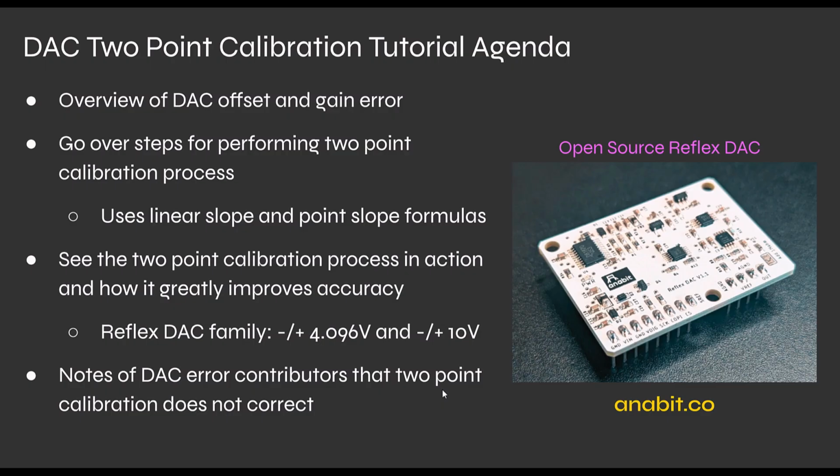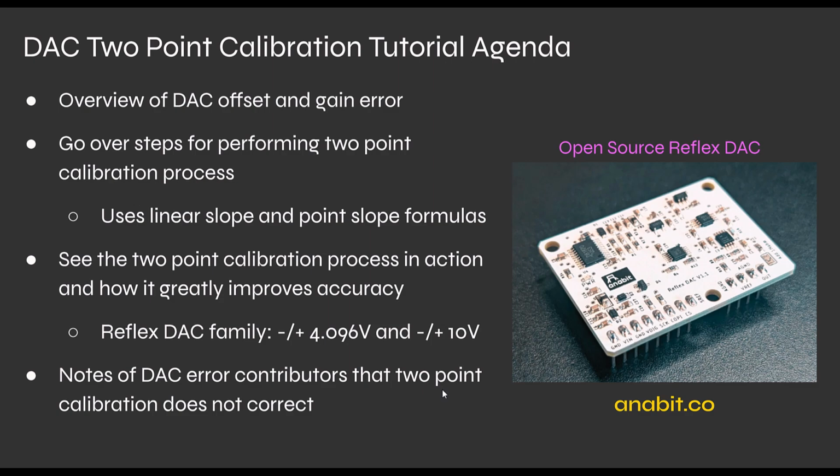The reason I'm going to use the Reflex DAC family is because to get that bipolar output from the DAC, because the DAC is just a unipolar DAC, we use a summing amplifier. So what's nice is an amplifier also has some gain and offset error. So basically, we're going to be able to calibrate not only the gain and offset error in the DAC, but also in the summing amplifier, right? So this approach doesn't just correct the DAC, it corrects other factors in the DAC's output signal conditioning path. And then to finish up, we're going to look at DAC error contributors that the two-point calibration does not correct.